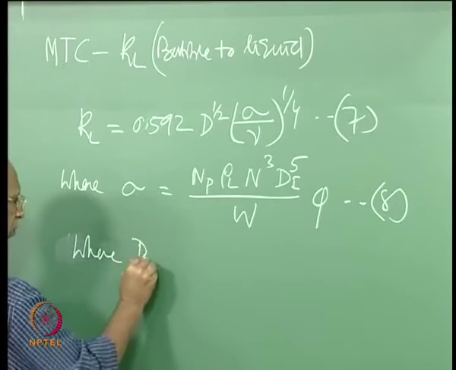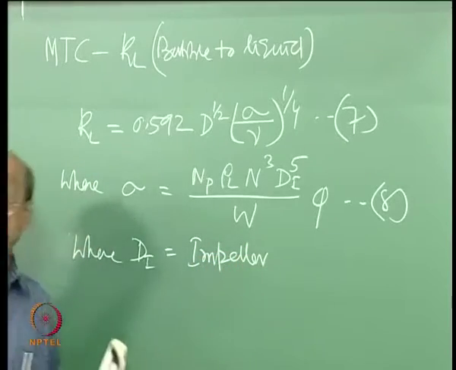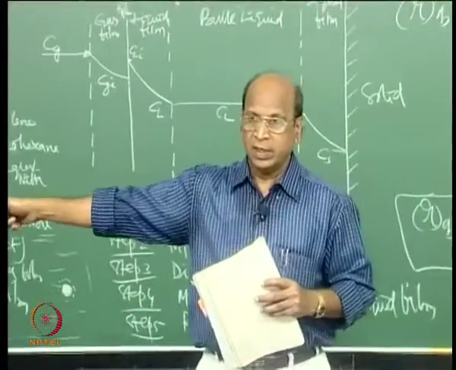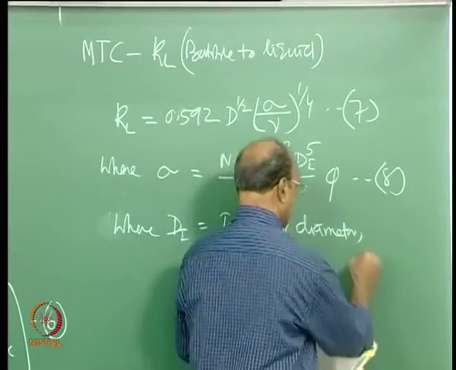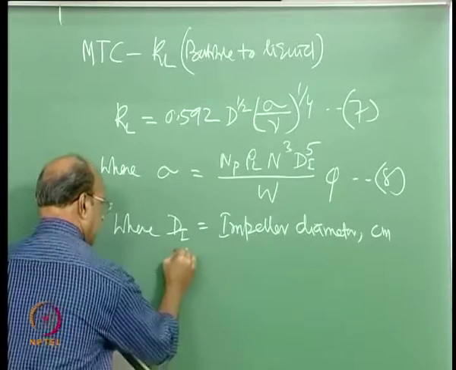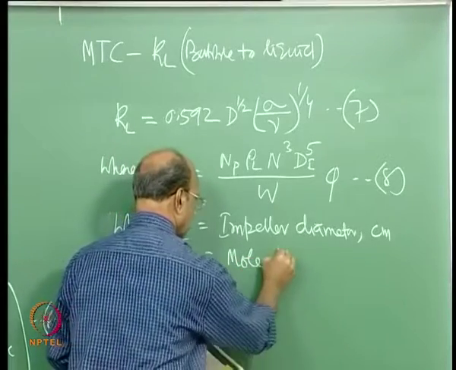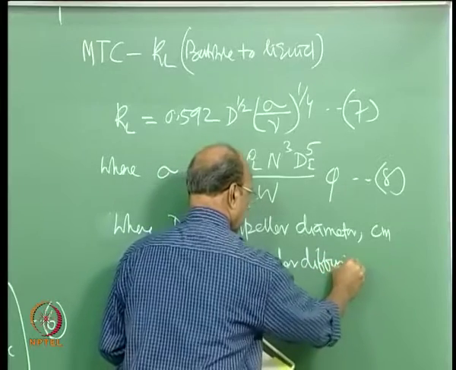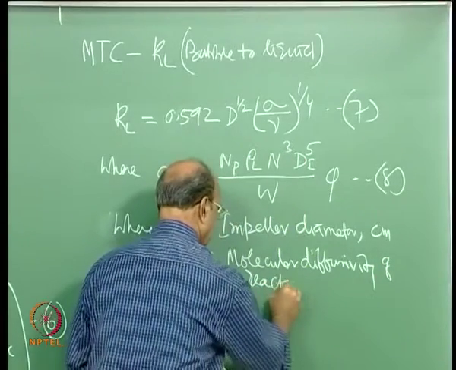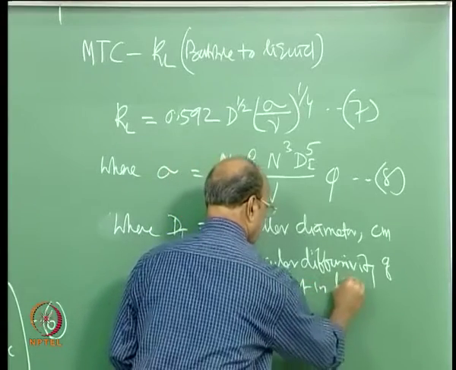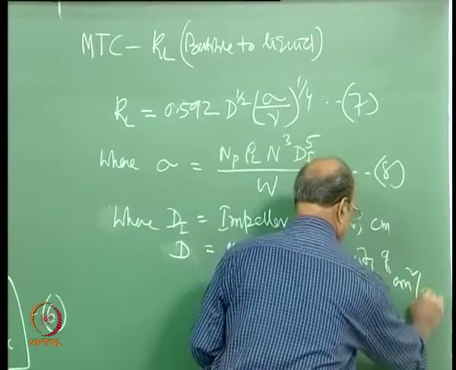First let me write, DI is the impeller diameter. Now you can see that they have used an external impeller in the reactor. Impeller diameter is in centimeters. And D is the molecular diffusivity of the reactant in the liquid. This is in centimeter square per second, that is diffusivity.